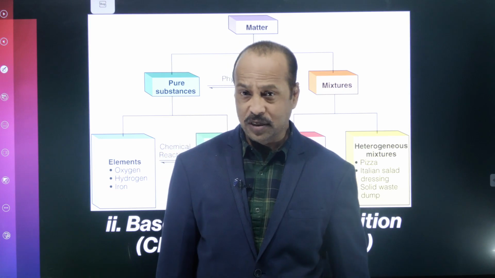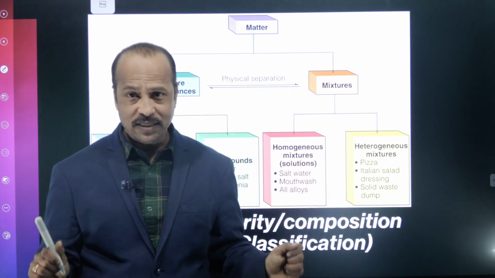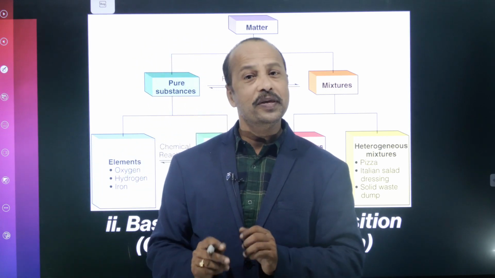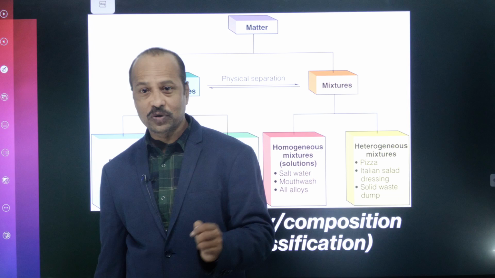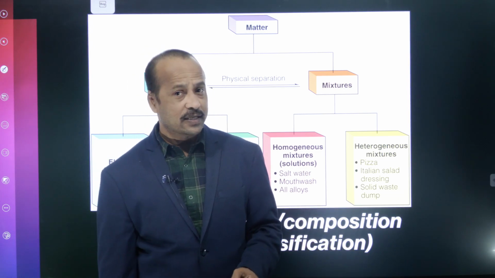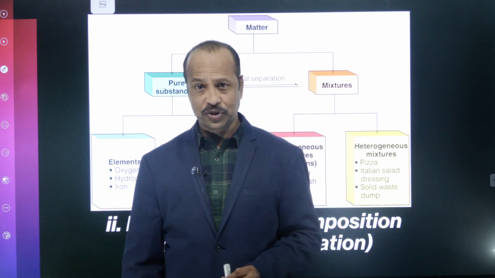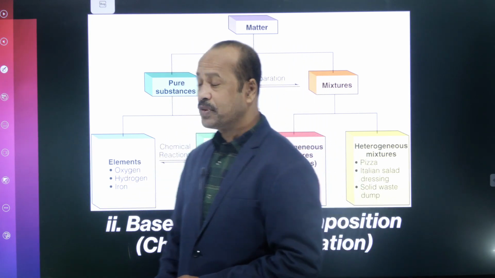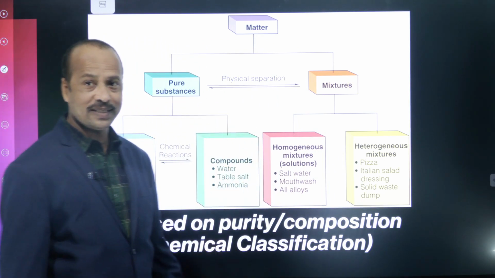Mohan. Right, students? So in the last class, we discussed that matter is anything which has a mass and occupies space. It can be classified in two ways. One is based on the physical states, like solids, liquids and gases, and the second one is based on the chemical composition.